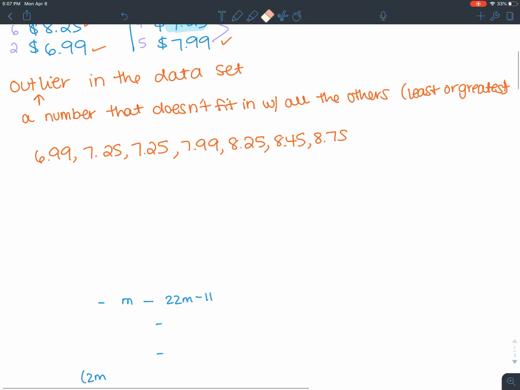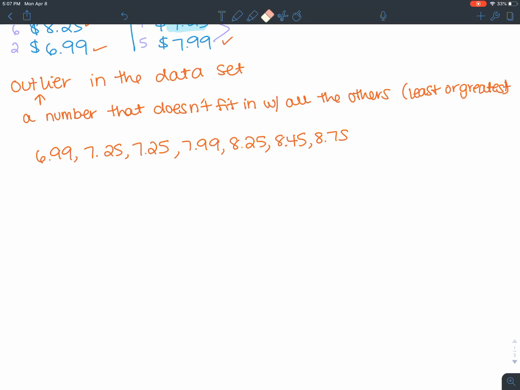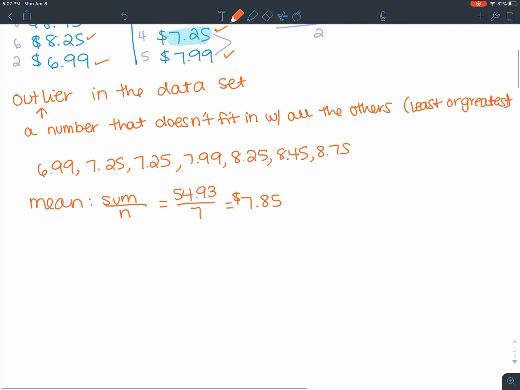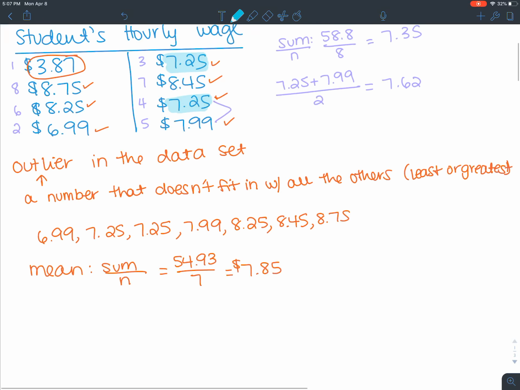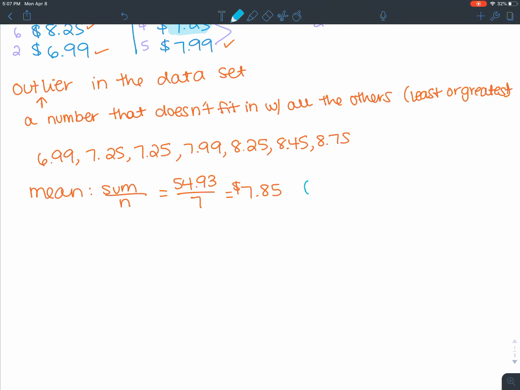So when I go to add these, I'm going to get a new sum. And so my mean is the sum, oops, I keep trying to write I, divided by n. And so my sum this time is now 54.93. And my n this time is now 7. So that makes our average $7.85. Well, it was $7.35 with the outlier.